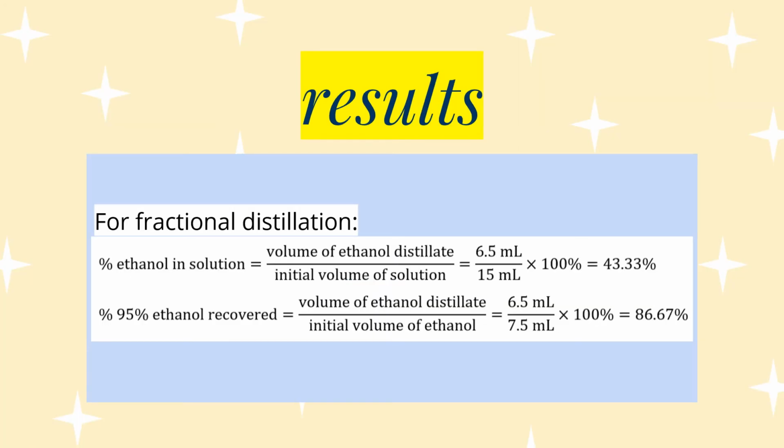For fractional distillation, the percent ethanol in solution was 43.33%. Percent ethanol recovered is 86.67%. These values are more reliable, which can be explained by the distillation curve of the fractional distillation. The steep slope shows a clear transition from distilling ethanol to distilling water. We can be sure that the majority of the first distillate is ethanol.